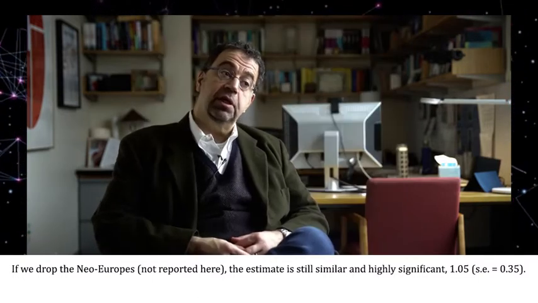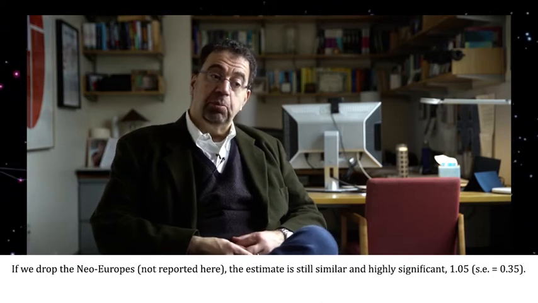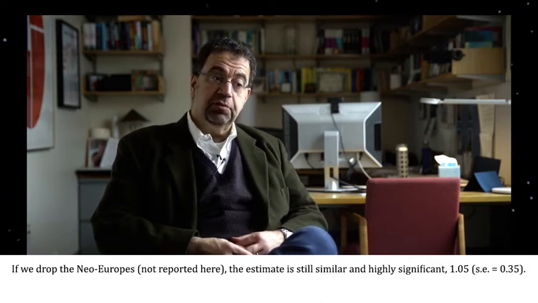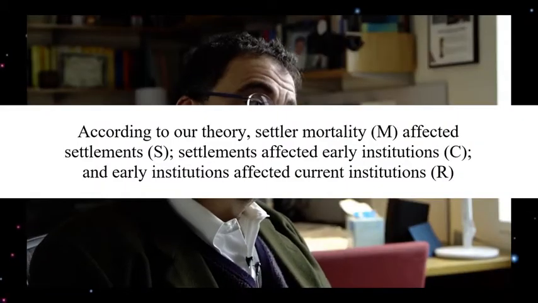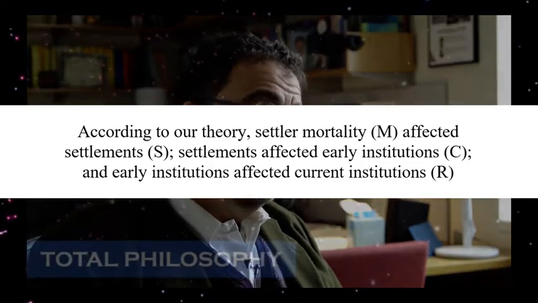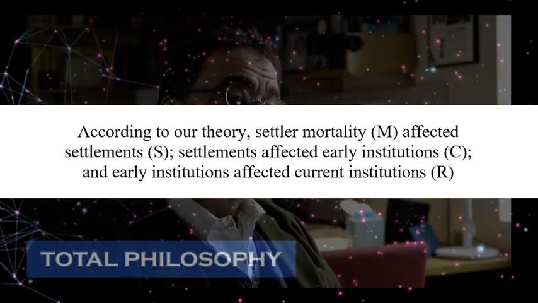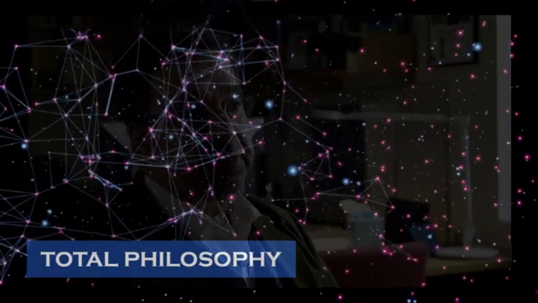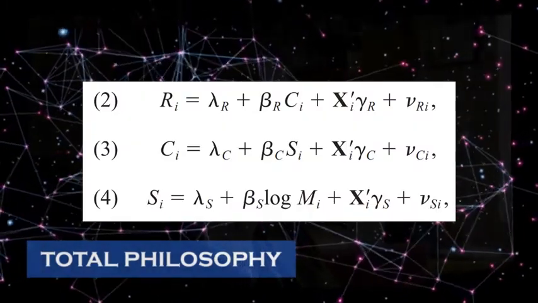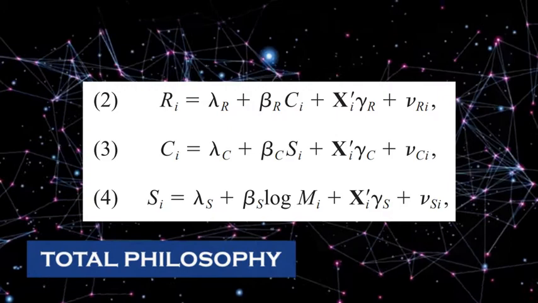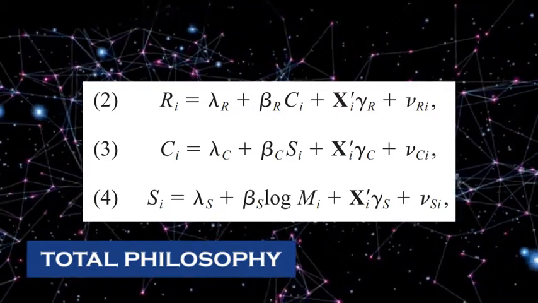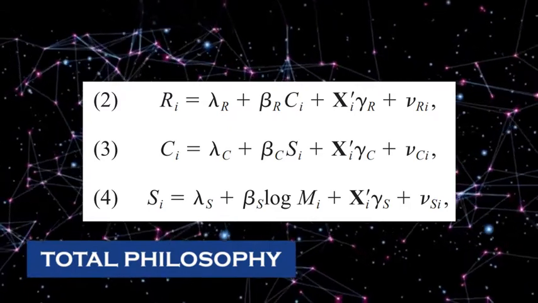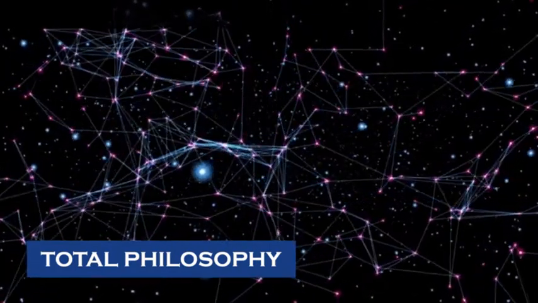Subsection B. Over-identification tests. We can also investigate the validity of our approach by using over-identification tests. According to our theory, settler mortality, M, affected settlements, S, settlements affected early institutions, C, and early institutions affected current institutions, R. Compare equations 2, 3, and 4. We can test whether any of these variables, C, S, and M, has a direct effect on income per capita, log Y, by using measures of C and S as additional instruments.